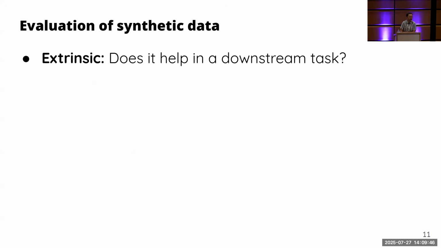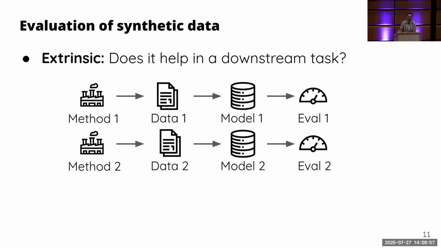What extrinsic evaluation means is basically we measure not the characteristics of the data itself, but how useful it is for downstream tasks. Essentially what we do is we take method one, we generate a whole bunch of data from it, we train a model, and then we evaluate that model on whatever task we care about. Then we do the same thing for method two, and then we compare the two. So this is what we really want in the end. Typically we're generating synthetic data for the purpose of training.